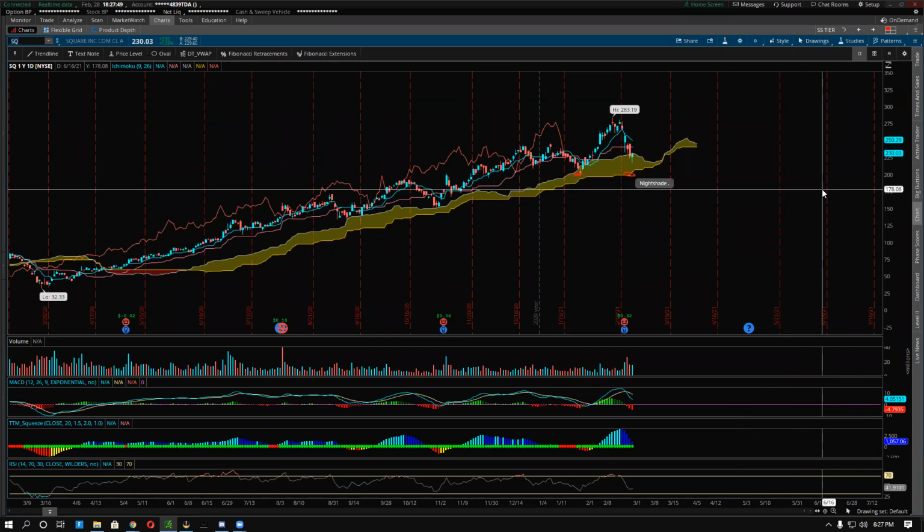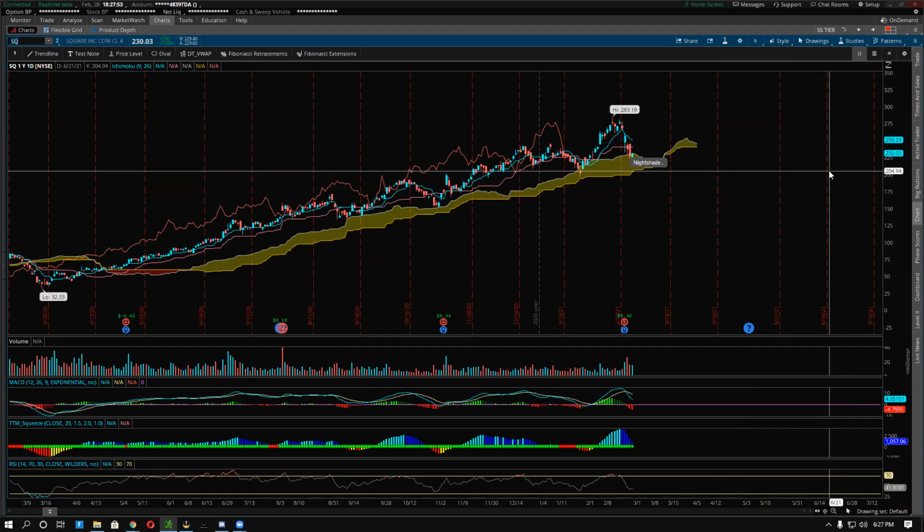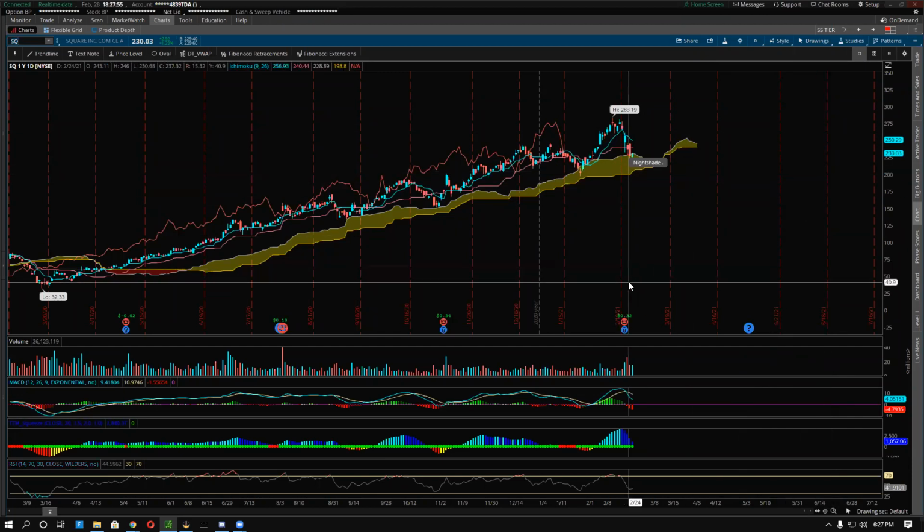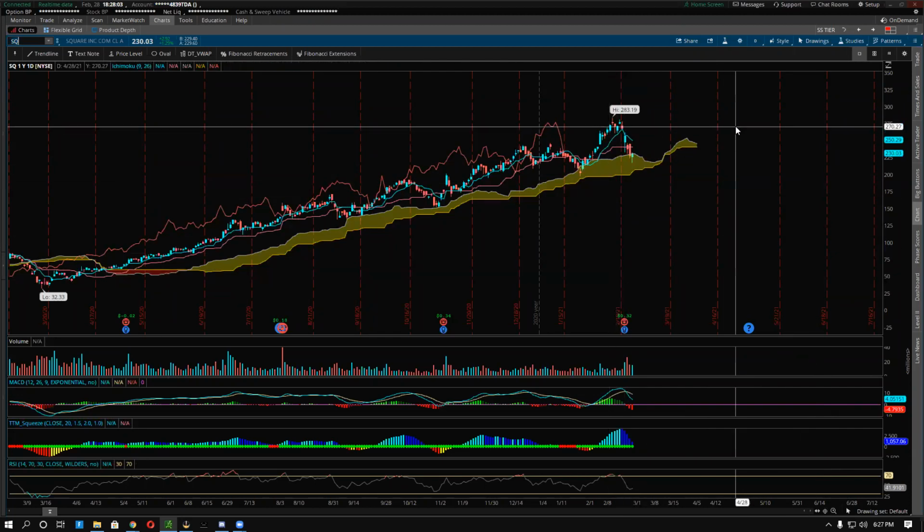I don't think we're going to see anything that low personally. I do think we're going to start going back upwards. We did get a strong buy signal right here. This is on February 2nd or 3rd, whatever date it was. We did break below our conversion and baseline, but these lines still haven't crossed just yet. So we are looking very bullish on Square.